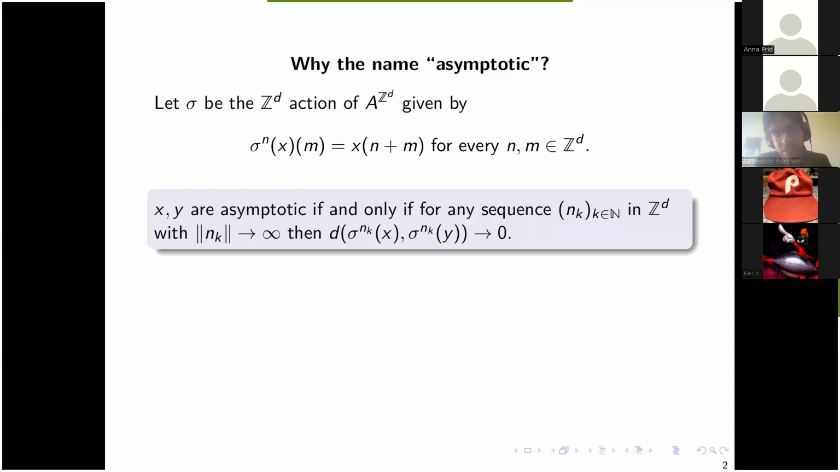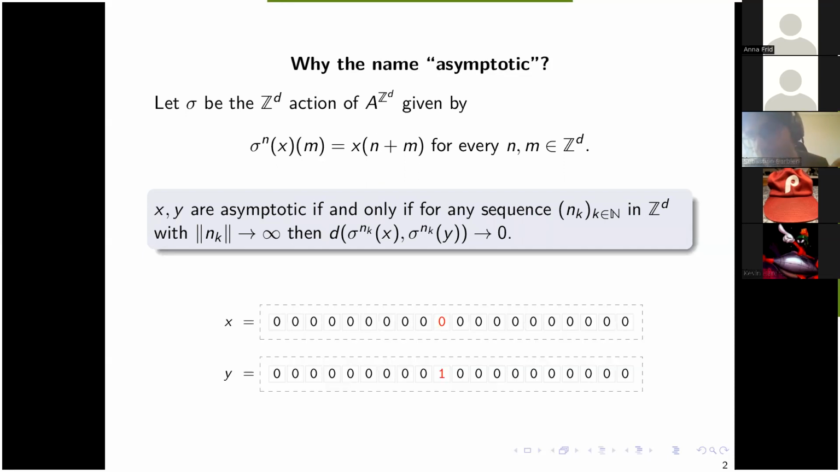If I take the Z^D action on the set of all configurations, which just translates configurations by a fixed vector, so I take sigma, the Z^D action on A^(Z^D), where I just grab a configuration and I shift it by a fixed vector in Z^D, then two configurations are going to be asymptotic if and only if for any sequence of integers whose norm goes to infinity, the distance between the shifted configurations goes to 0, where the distance is just any distance which generates the product discrete topology on the space.